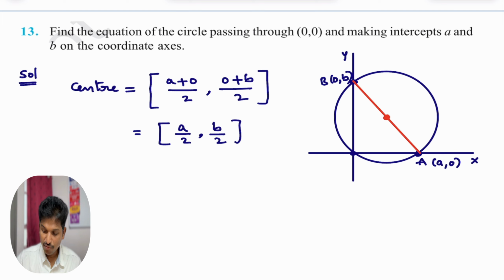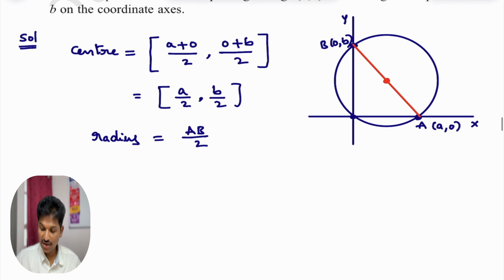Now I want to find the circle equation. For that, the circle center I already know is A by 2 comma B by 2, right? As you know this is the diameter, the radius is half of the length of the diameter, right? So what I'll calculate is AB. I want the center and radius. What is the radius? Radius is half of the diameter. AB is the length of the diameter, right? AB divided by 2 is the radius.